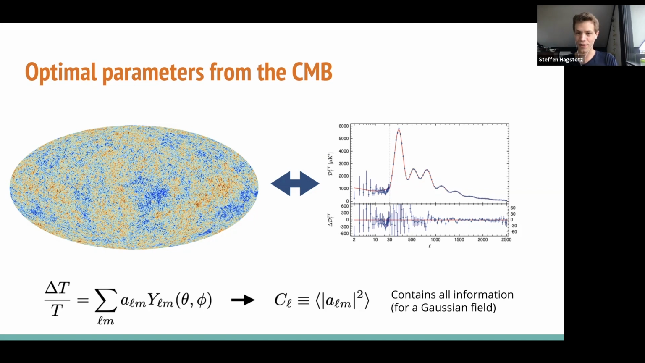Yes, Ben, you're completely right. If the field is non-Gaussian, then this is not true. And the real field is, of course, slightly non-Gaussian just because of secondary anisotropies. But yeah, this is at least the simple story, right?